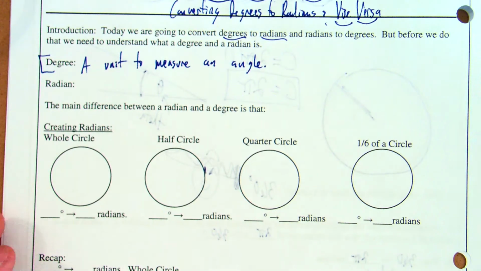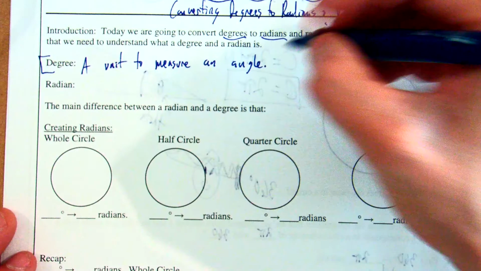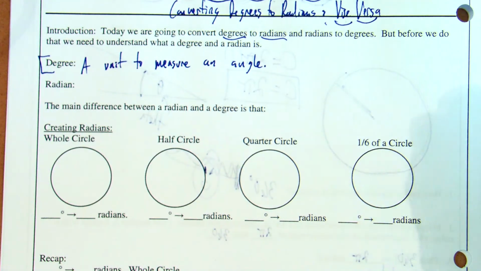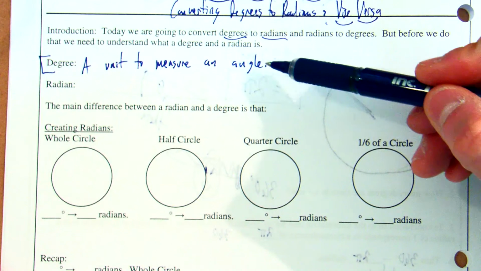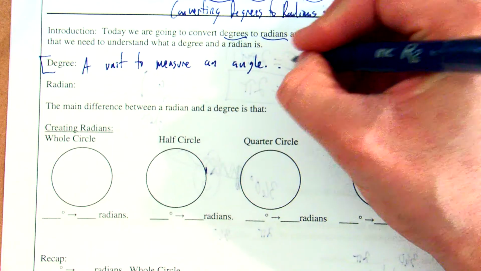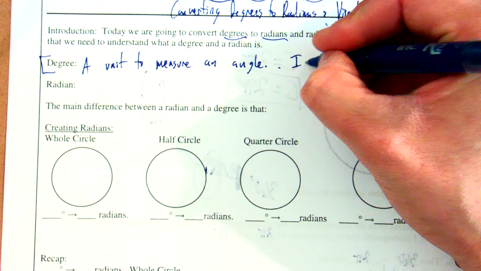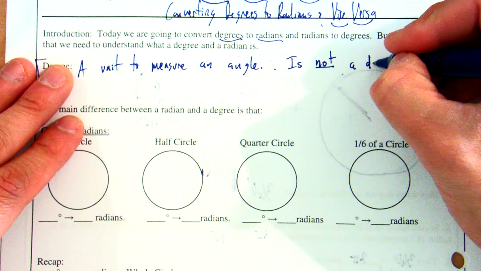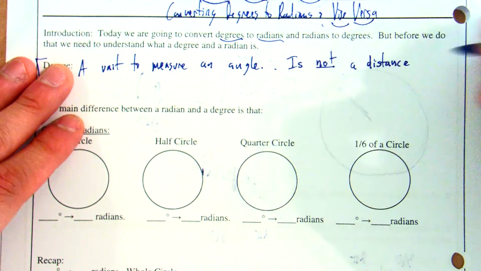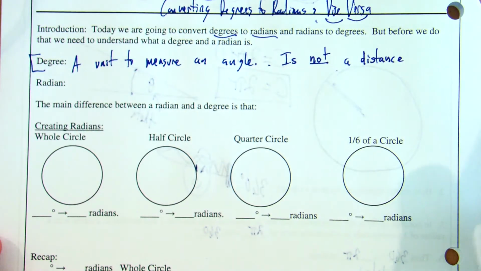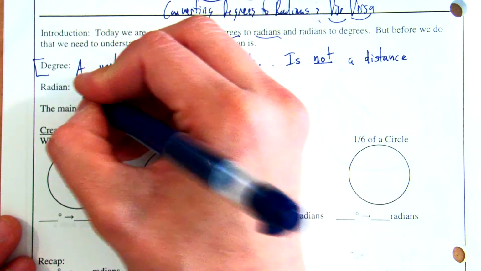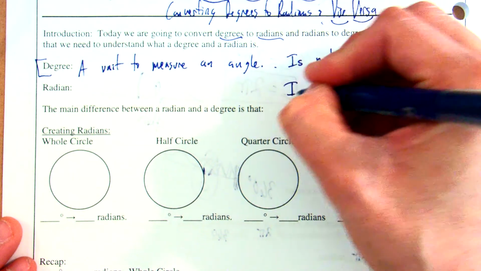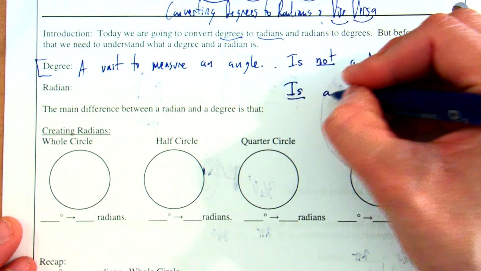And I just want to add one more important thing here, okay? Normally you wouldn't see this in a definition, but I'm going to put it because it's going to distinguish the definition between a degree and a radian. A degree is not a distance. So note, a degree is not a distance. It's something to use to measure angles, but it's not a distance. A radian, however, is a distance.